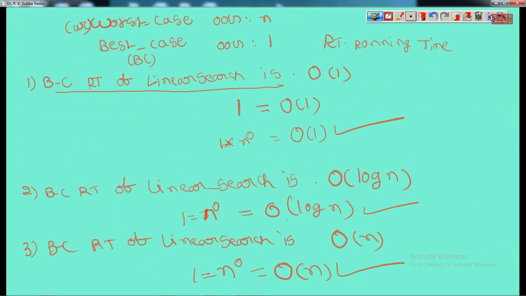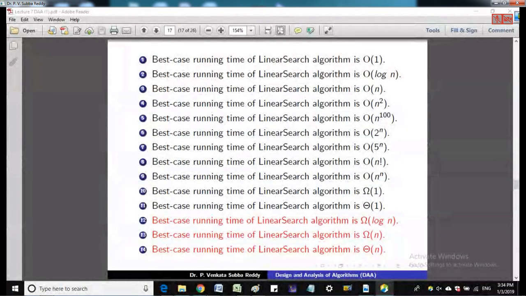Here I have given some more. The best case running time of linear search is big O of n. Correct, because n power 0 is smaller than n. So that's why it is correct. The best case running time is big O of n squared. This is also correct. Big O of n power 100, also correct. Big O of 2 power n, because 2 power n is more than n power 0, so this is also correct. Big O of 5 power n, also correct. All are correct.